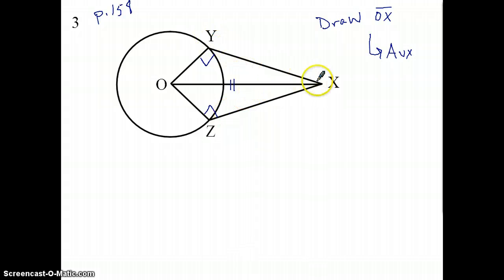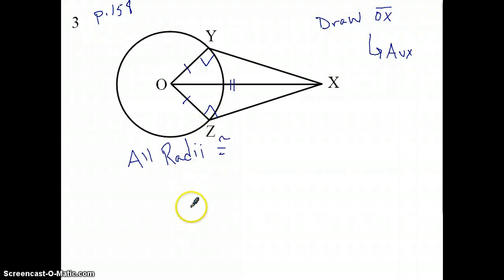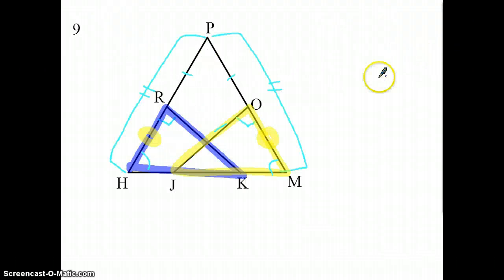We either need YX or ZX to be congruent. Well, that just so happens to be what we're trying to prove, so we know we don't have that, but could we say that OY is congruent to OZ? And we could, because all radii are congruent. Okay, so use this information here, use this drawing to help you out in finishing number 3. That will be part of your homework.